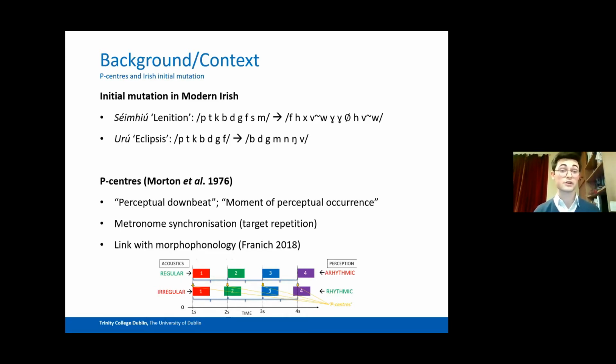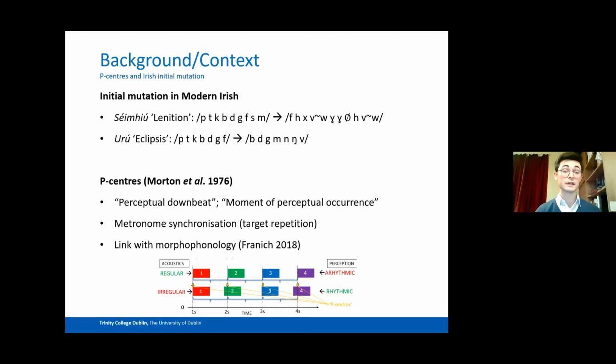The first in Irish is called séimhiú, or its traditional name in English scholarship is lenition, which was historically a spirantizing process, which produced roughly the alternations which I've laid out on the slide there, although it's no longer straightforwardly spirantizing, and even what I've laid out there is a bit of a simplification. The second, and the one that I'll be focusing on, is called urú, or eclipsis, which was historically a nasalizing process, but is no longer only nasalizing. It also voices stops and F, in addition to nasalizing voiced stops.